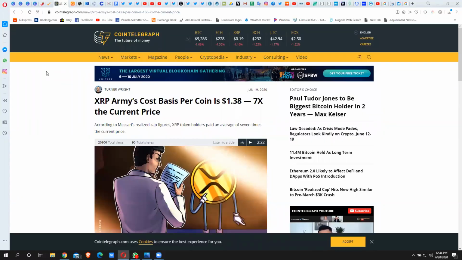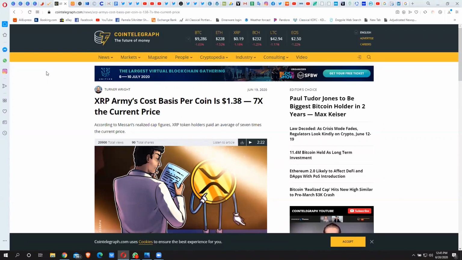Let me take you to this Cointelegraph article where it states the XRP Army's cost basis per coin is $1.38. That's right, 7 times the current price. Well, if you've been in this space for a while, at least for me, starting in February of 2018, when XRP was $1.08 per coin, I'll tell you that my cost basis, which is the average cost per coin, is higher than the current market price. There's no doubt about that.